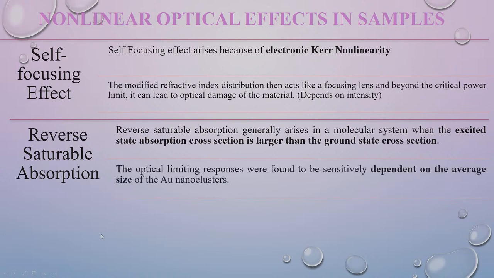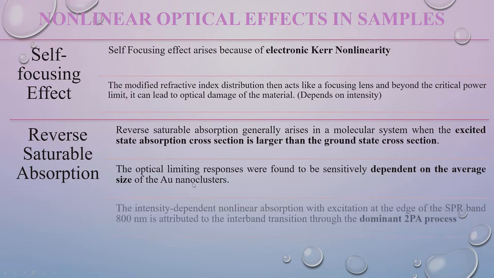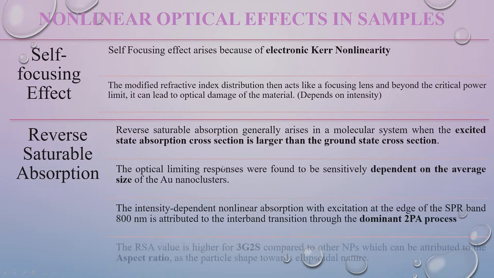So how does this RSA behavior appear? What is the main thing that we see here? It appears whenever the excited state absorption cross section is larger than the ground state absorption cross section. And as I said, the Au nanoclusters depend purely on size, and Au and Ag depend purely on the aspect ratio. And the entire nonlinear optical property in this case has been exhibited due to the two photon absorption process.